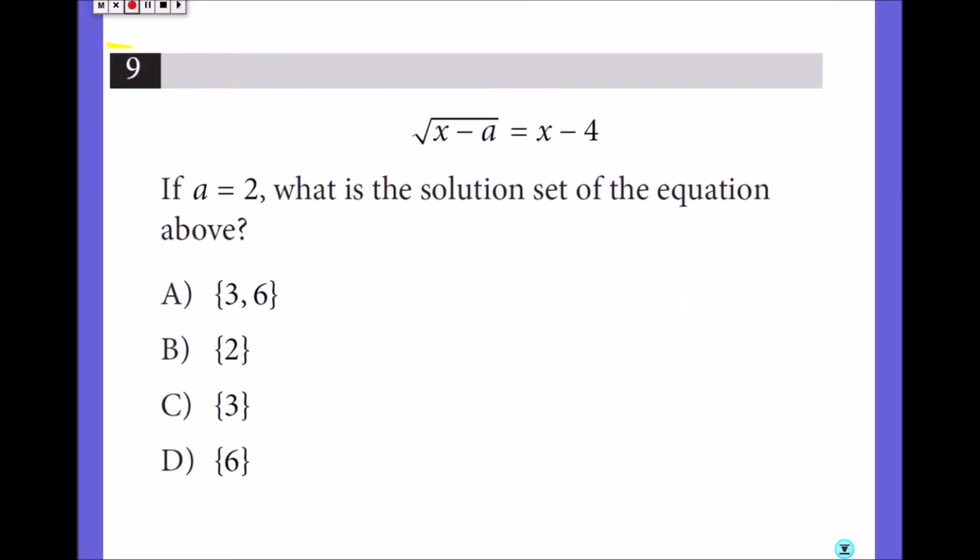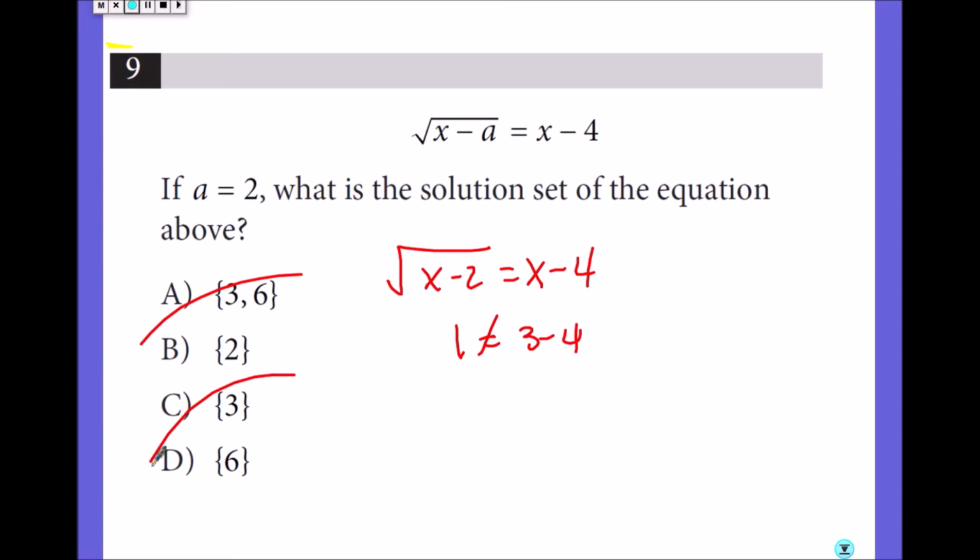9. If a is 2, what is the solution set of the equation above? So square root of x minus 2 equals x minus 4. So here they're confusing, so I'll plug it in. So 3 minus 2 is 1. Square root of 1 is 1. 3 minus 4 is not equal to 1. So 3 cannot be true. So it has to be B or D.